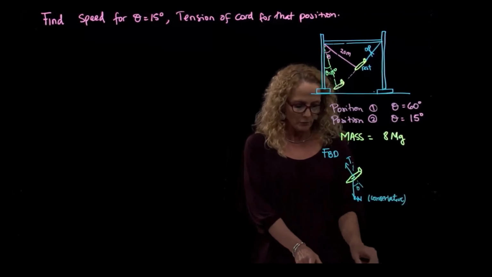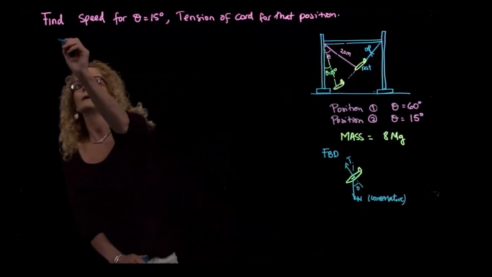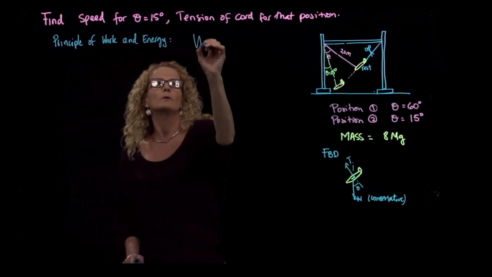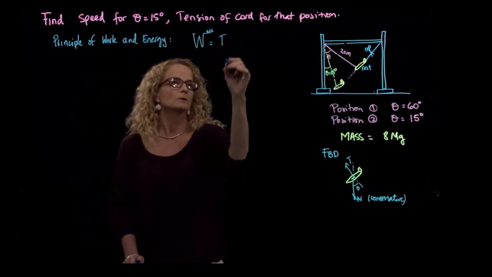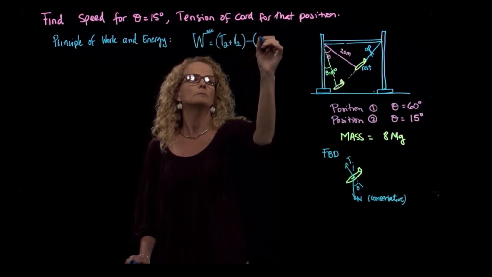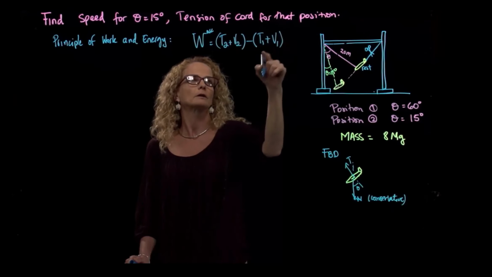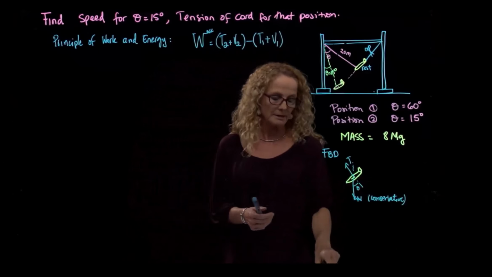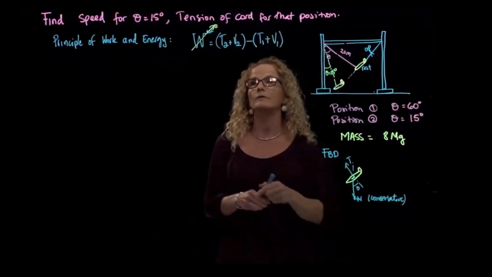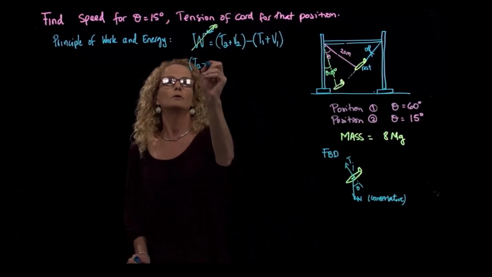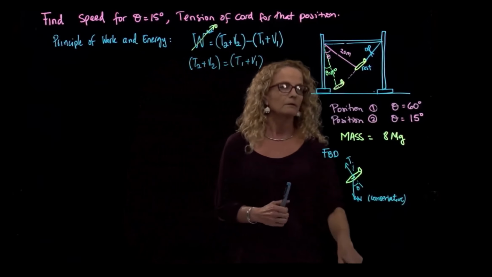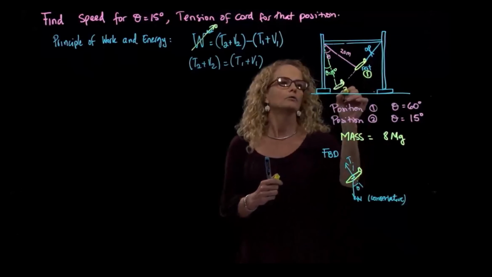Okay, so if we want to use the principle of work and energy, we know that the work done by non-conservative forces is equal to T2 plus V2 minus T1 plus V1. So it's kinetic energy plus potential energy minus kinetic energy plus potential energy in position 1. We just said that there isn't any non-conservative force because the tension doesn't do any work. So we actually here have conservation of energy. T2 plus V2 is equal to T1 plus V1. Being 1, this position over here, and being 2, this position over here.